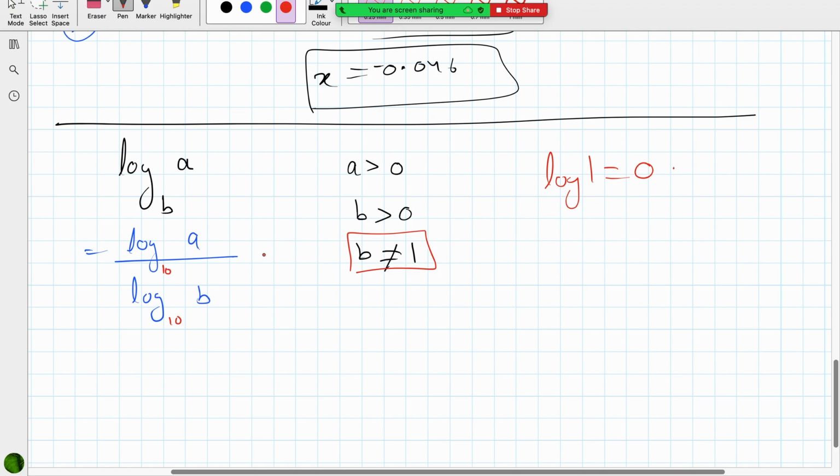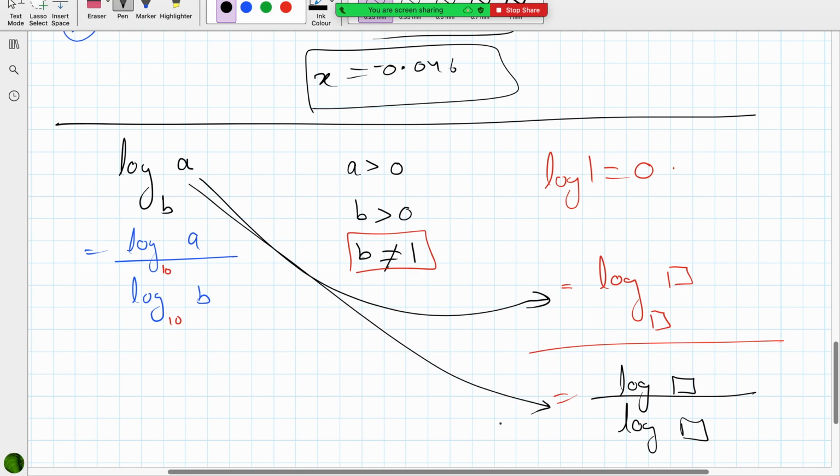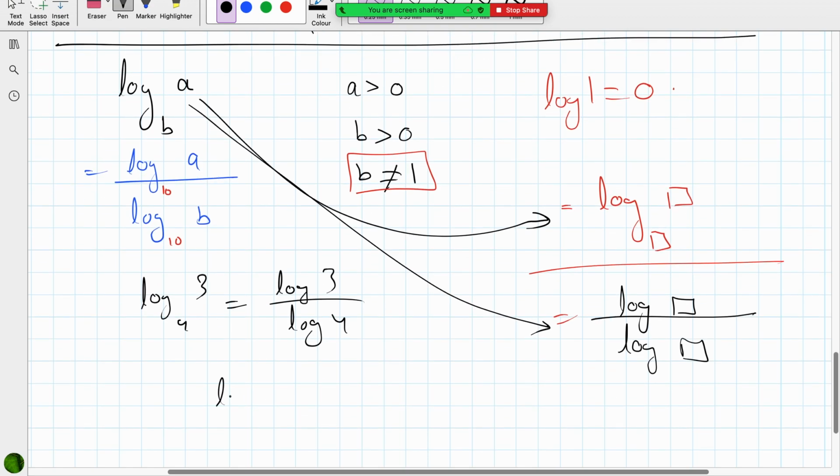Different calculators work in a different way. For example, I have this calculator which shows me this button, log box and box. If you have a different one which doesn't show this, so you will be writing it like this, log of this, and then use a division sign or brackets and divided by log of this. Both are true. For example, log 3 to base 4 could be written as log of 3 divided by log of 4, and not this.